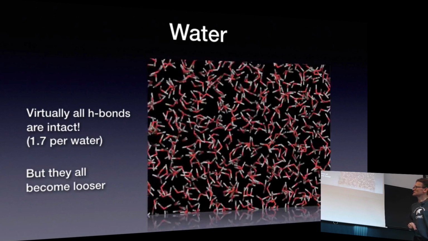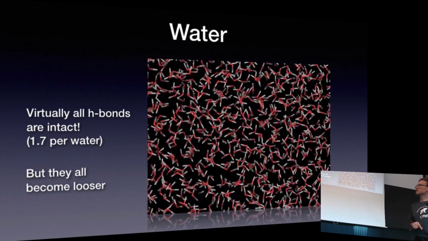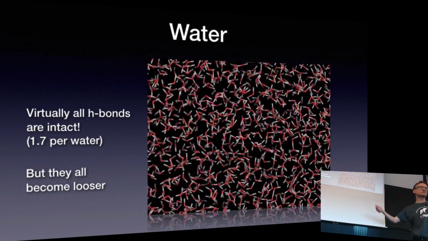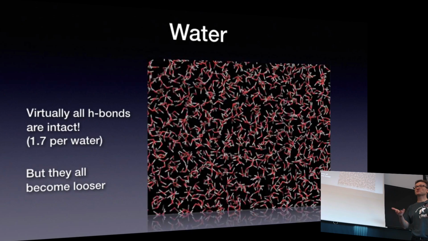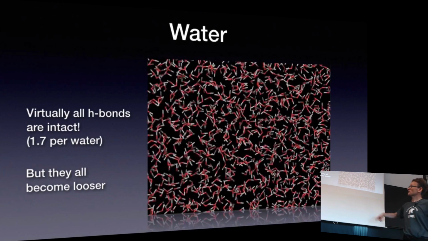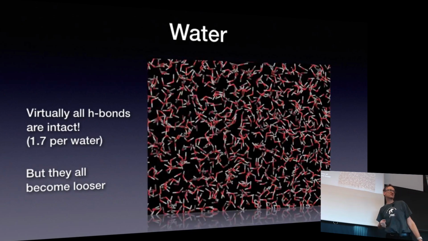In ice crystals, every water molecule participates in 4 hydrogen bonds. It donates 2 hydrogen bonds and it accepts 2. So that means that you have 2 full hydrogen bonds per water molecule. And in liquid water, you have almost the same number, 1.7.